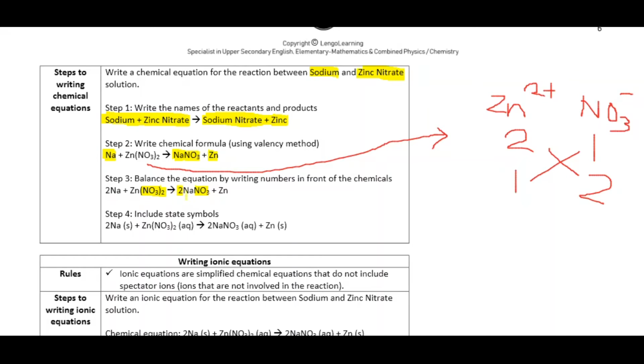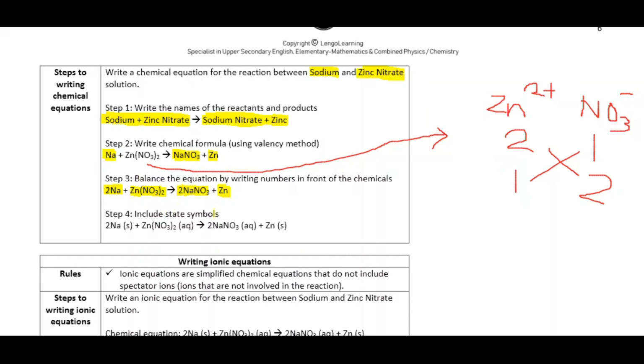And because of this 2 here, now I'll have 2 Na, 2 sodium. Over here, previously there's only 1 sodium, so I have to add a 2 over here to balance out the 2 sodium. So now there's 2 sodium here and 2 sodium here. So the number of sodium atoms before and after are balanced. Zinc, there's 1 zinc over here, and here it will remain as 1 zinc, so it's also balanced. By adding this coefficient 2 here and this 2 here, we actually balance the equation.